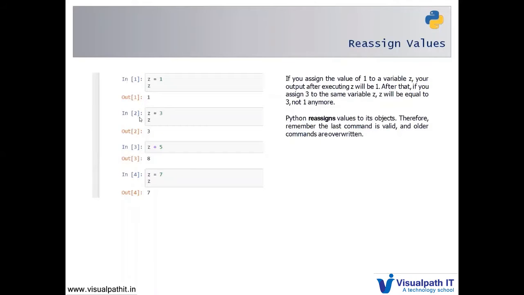So here z is overwritten with the latest value. So the next statement, when we say z plus 5, in its memory it has the value of 3 and it evaluates 3 plus 5, which is 8. And in this last input, the fourth input, when we reassign z is equal to 7, z is assigned the value of 7 and it prints the value.